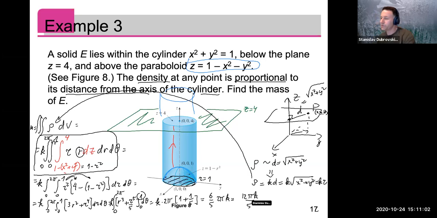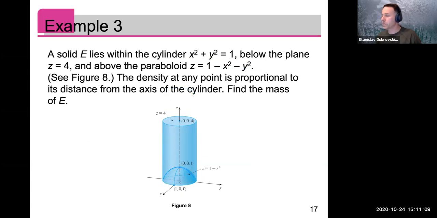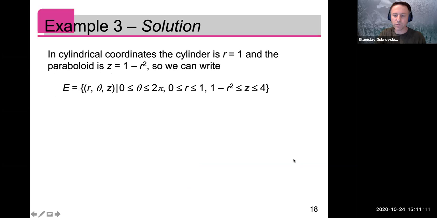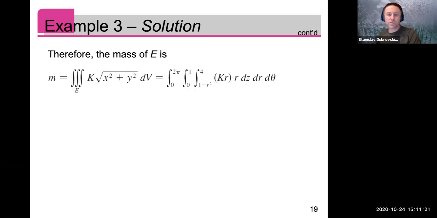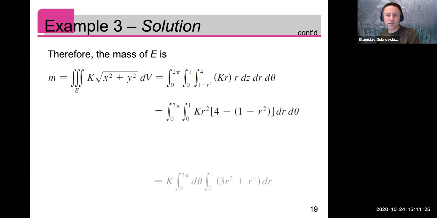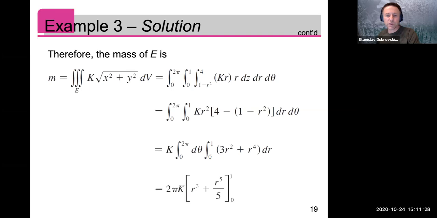That's what I got. Let's see if it's correct, or if I made a mistake, hopefully you caught it. So that's the density. From the description, we plug it in, we set up the solid as we discussed. We have the internal integral. We do the integration, and that's what we get, 12 pi k over 5. All right, that's all for today.